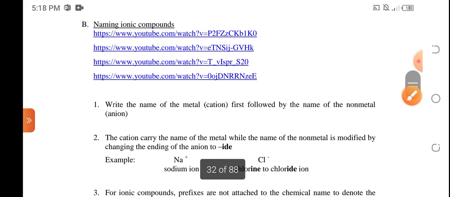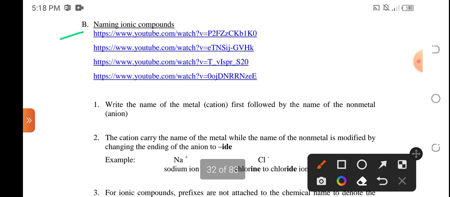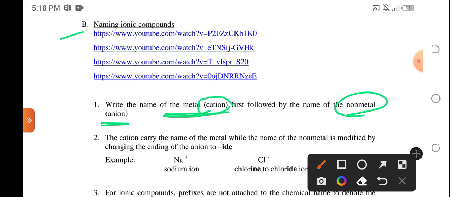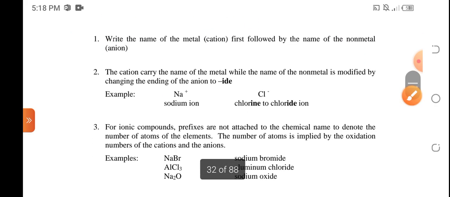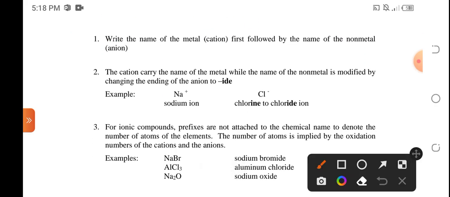Okay, so ito yung naming. Naming of ionic compounds. So, sabi natin kanina, always metal first, and then the name of the non-metal. Okay, so cation first or the metal, then followed by the name of the non-metal or the anion. Okay, so we have here NaCl. So Na is sodium and Cl is chloride. So therefore that would be sodium chloride.